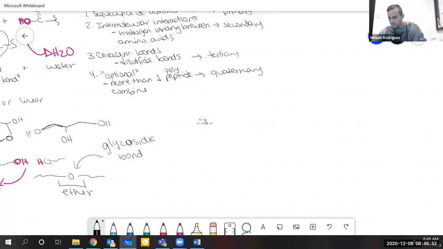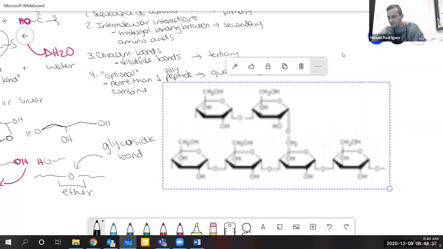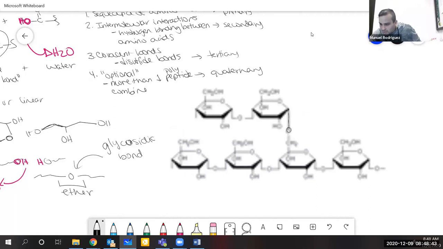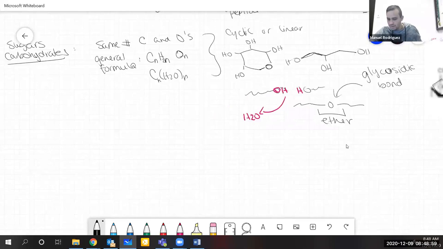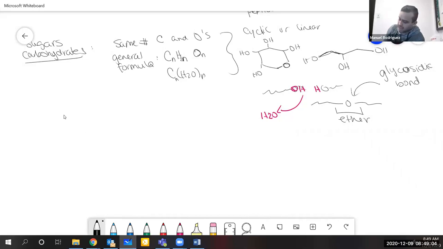Not great resolution, but from here we can see how we have this carbon attached to an oxygen, attached to another carbon. So they're all with ether bonds. And we also see how they all have this cyclic form. So that's sort of how they look. Then we talk about proteins and carbohydrates. Then the next one will be nucleic acids.